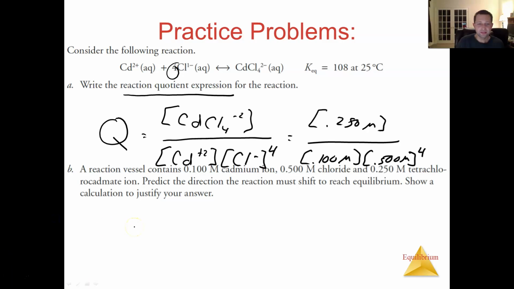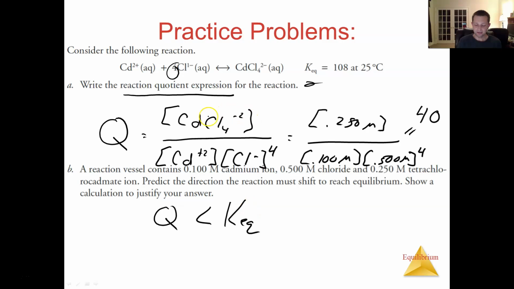All right, so in this case, if you plug it in, you should get a Q value of 40. So KEQ is 108. So we have Q is less than KEQ. All right, 40 is definitely less than 108. So what does that mean? It means, again, for the third time in a row here, going through the setup this way, this is what you guys should do if you're trying to figure these out.